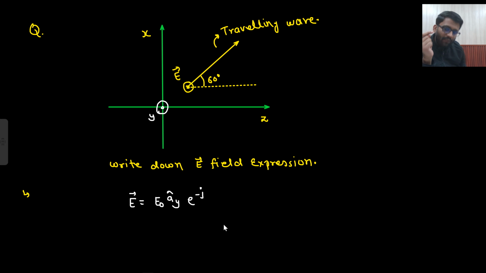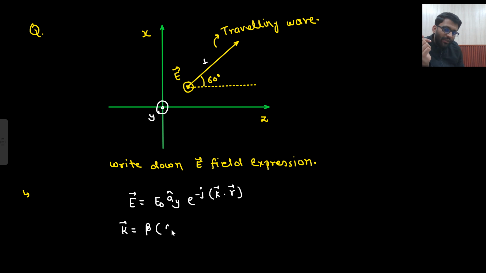And here what will I write? E to the power minus j beta z. But instead of beta z, what will I write? K dot r. What is my k vector? K is known as the propagation vector. How do I write the propagation vector? Beta into the direction of wave propagation. So the wave is propagating in z direction and x direction. So what I will do, I will assume this vector having a length of 1. So this has a component of cos 60 degree in z direction and cos 30 degree in x direction, or you can say sin 60 degree in x direction.